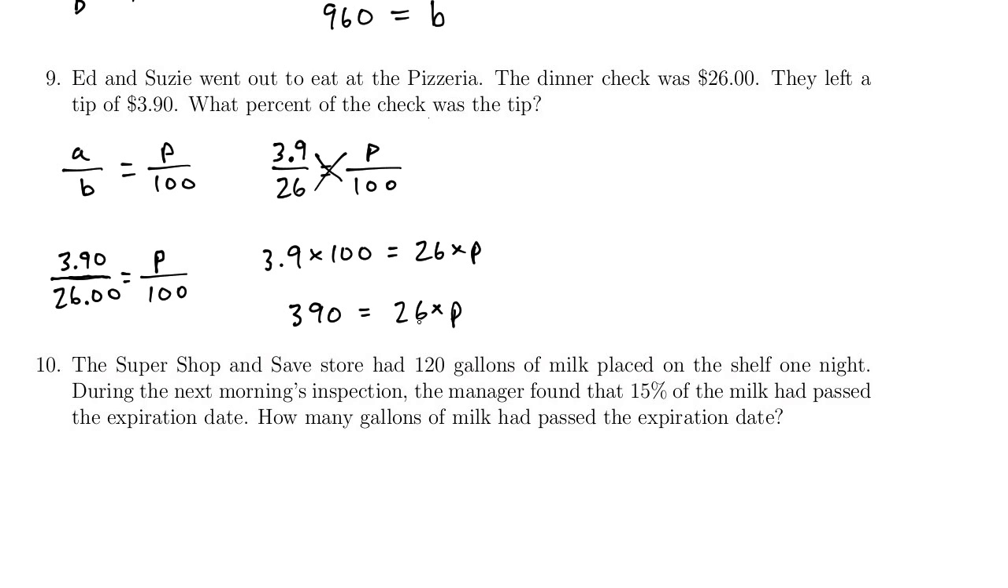And then we're going to divide both sides by 26. So let me write this up here. We got 390 equals 26 times P. Okay, divide by 26. On the right, the 26 is going to cancel out. Then on the left, we've got 390 divided by 26, which is 15. So P equals 15. So that's the percent number. So the percentage of the check would be 15%.